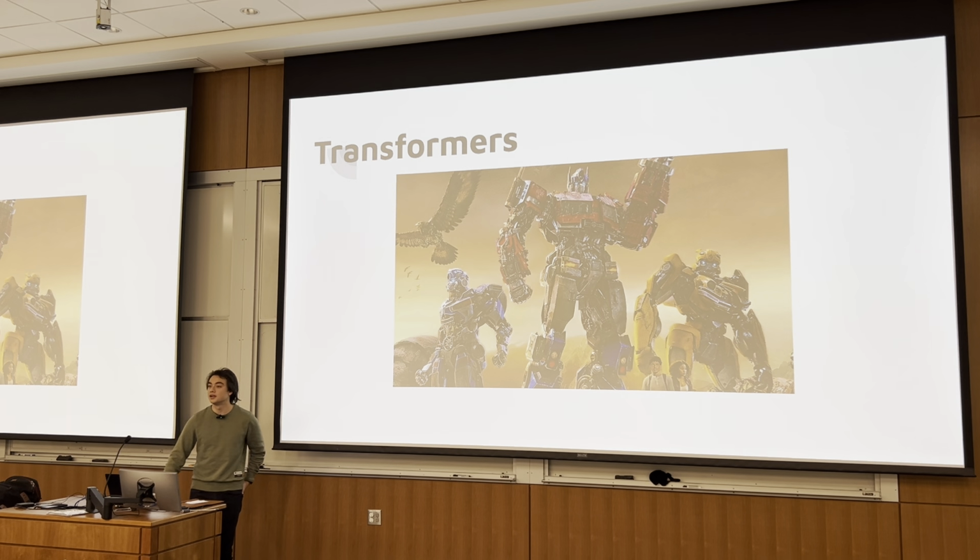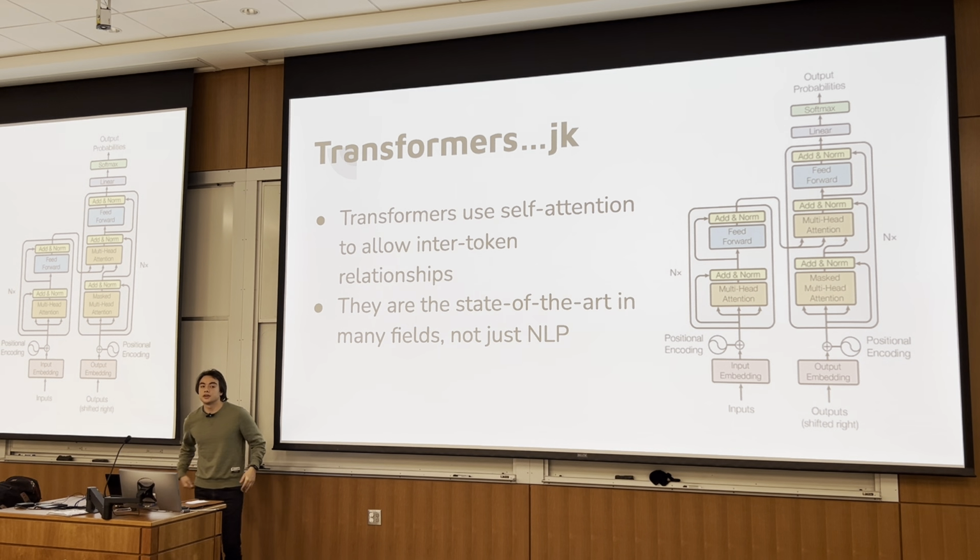All right. And so transformers come here to save the day. What transformers use is self-attention to allow these inter-token relationships. What that basically means is the tokens can look at each other, and they can understand how they relate to each other. They're state-of-the-art in many fields. Everybody's seen chatbots and whatnot, but in computer vision, these are also used in some of the best models.